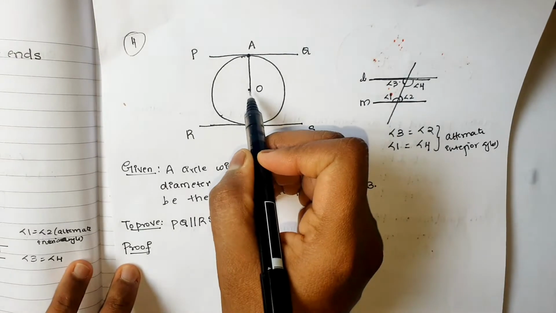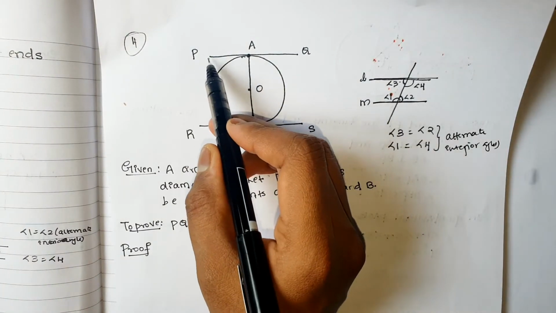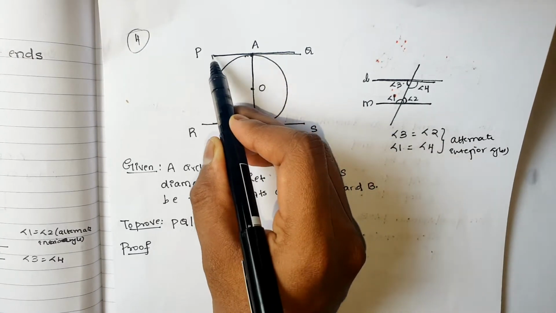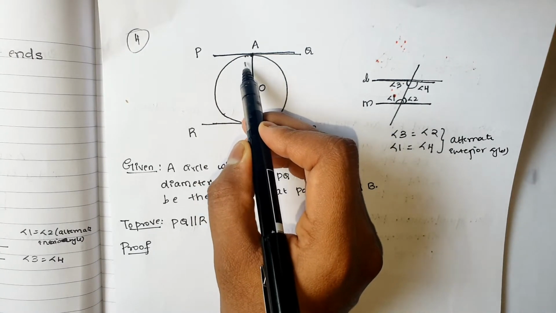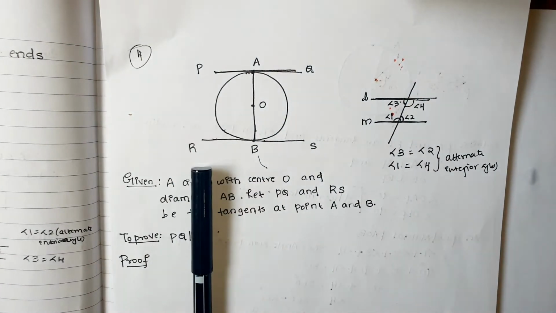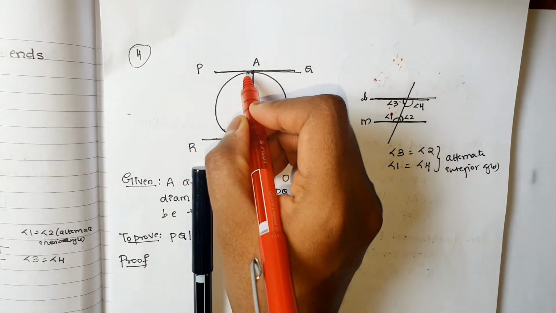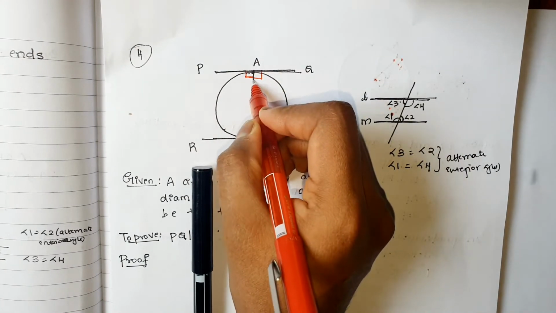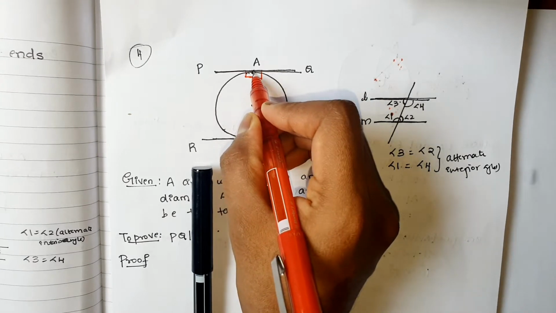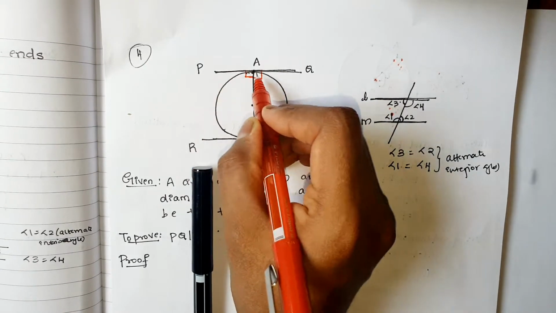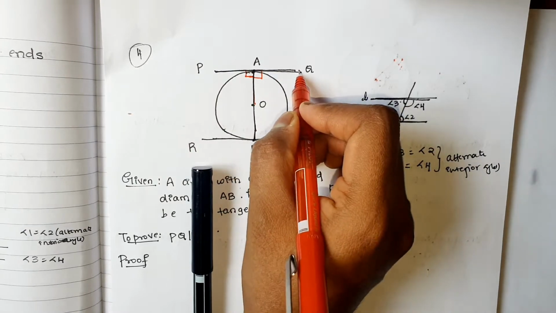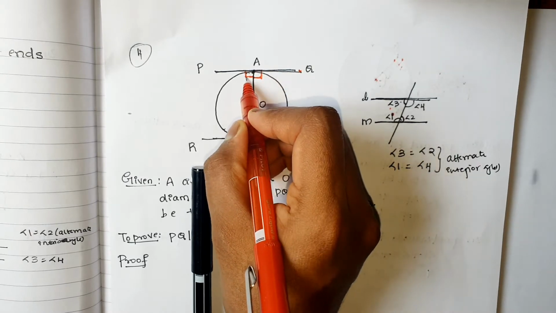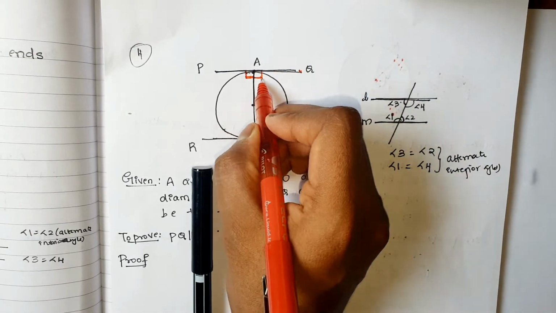So here students, OA is the radius and PQ is a tangent. So what about this angle? That is 90 degrees, right? By theorem 10.1, this is 90 degrees. This is also 90 degrees because OA is a radius and PQ is a tangent. Here the tangent is extended from PA to Q, so this is also 90 degrees. So this full angle is 90 degrees.